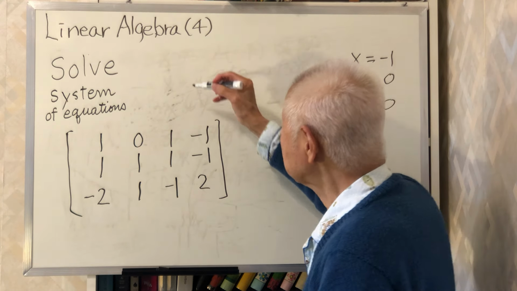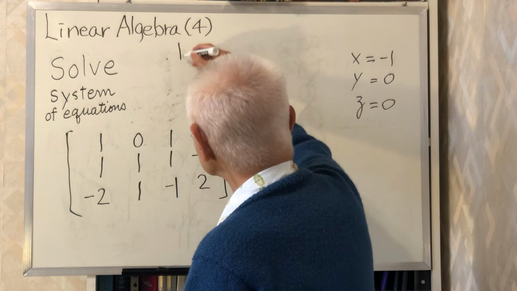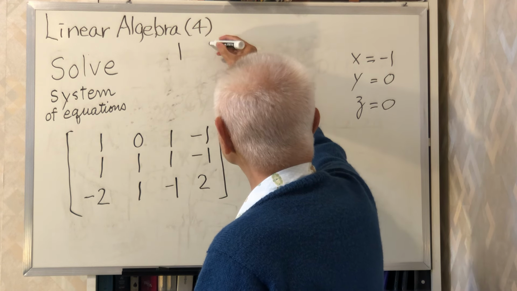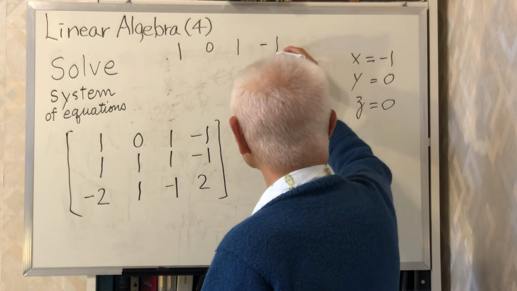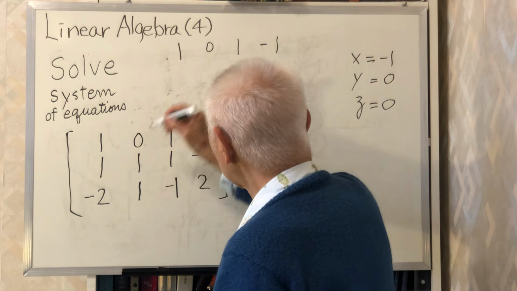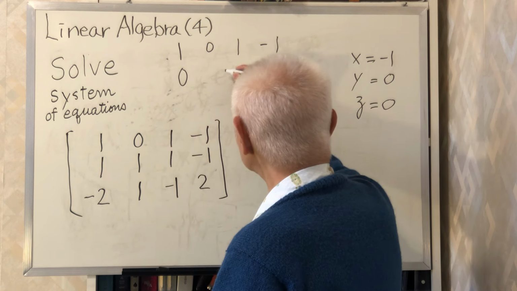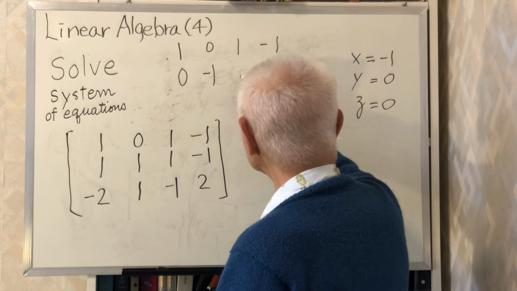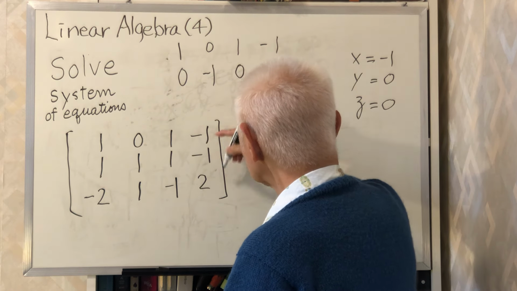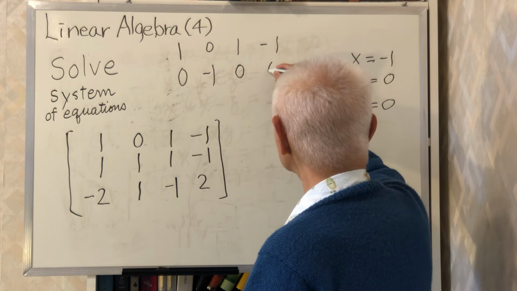So I have 1, 0, 1, negative 1. 1 minus 1 is 0. 0 minus 1 is minus 1. 1 minus 1 is again 0. Negative 1 minus negative 1 is again 0.